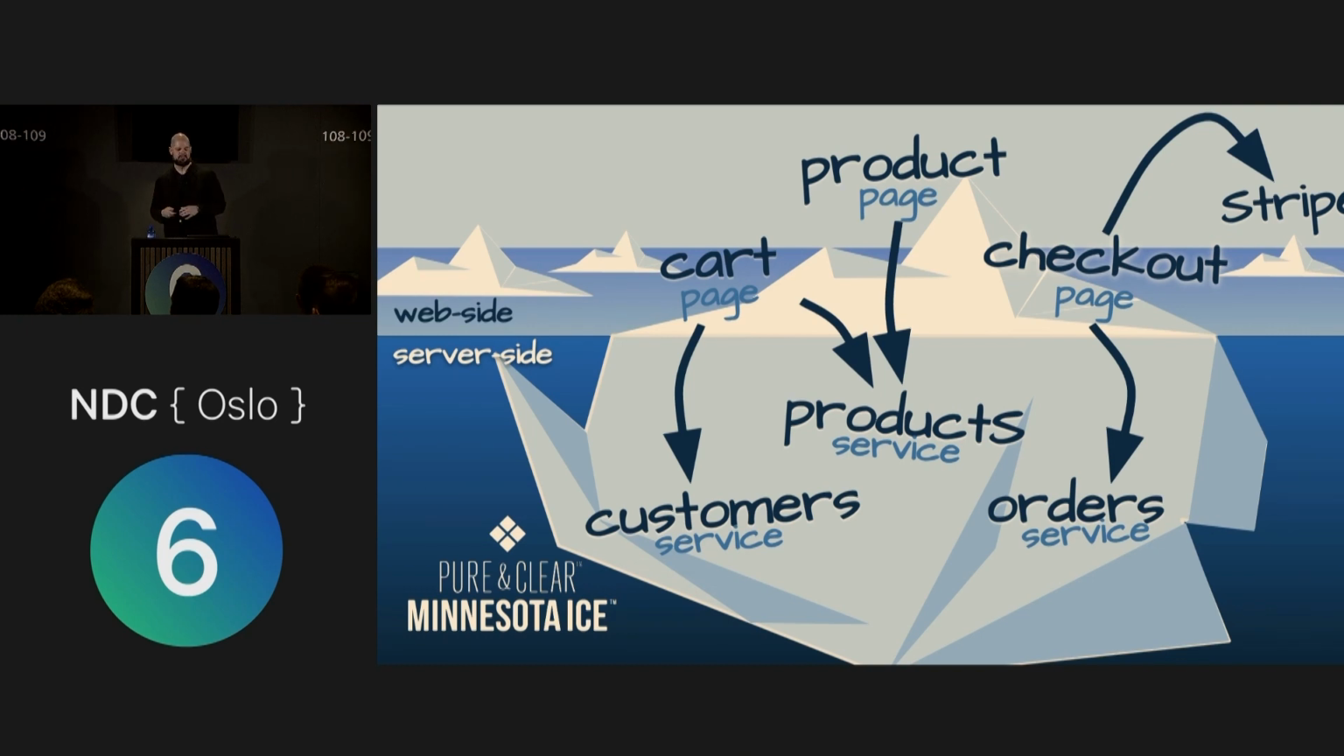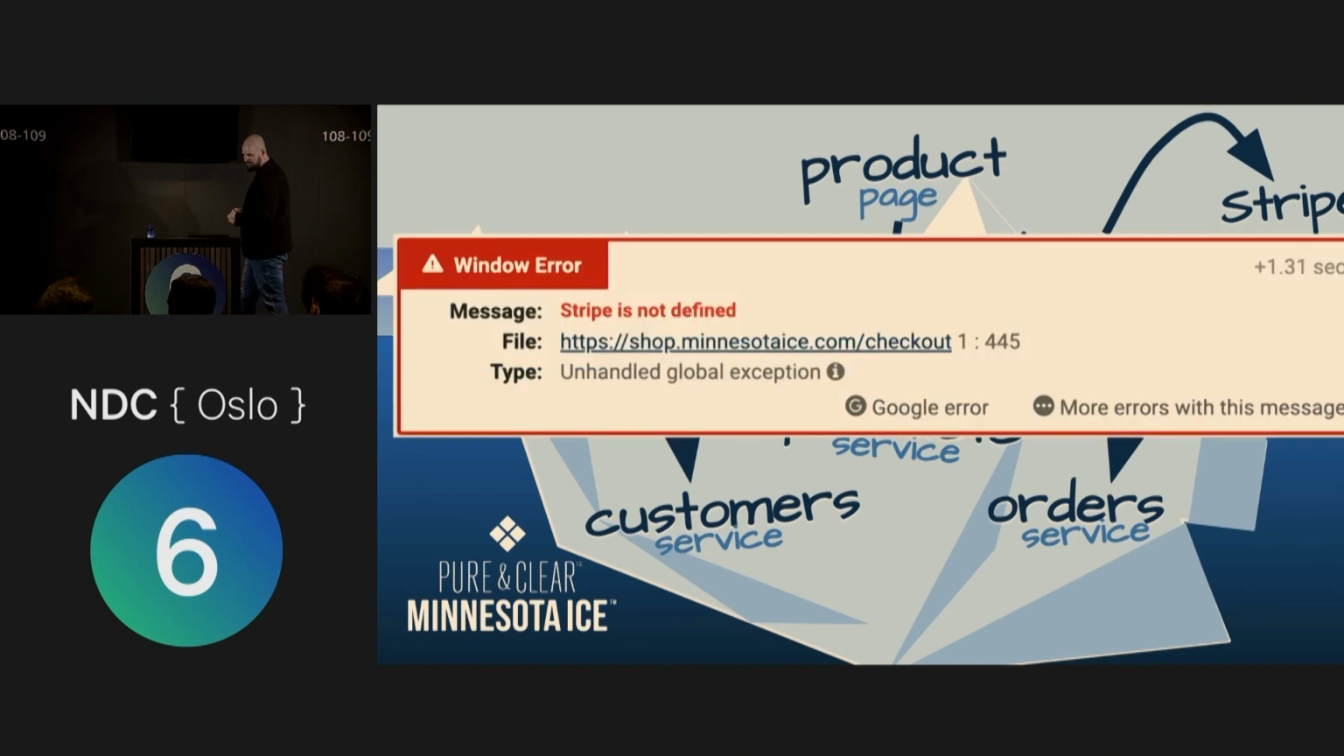So how can we use error tracking to better understand Minnesota ice? Let's look at some ways that this particular architecture is likely to break, and some ways that it in fact did break. Here's an error that we would expect from their architecture. Stripe checkout is not defined. So the Stripe checkout not defined happening on the checkout page.